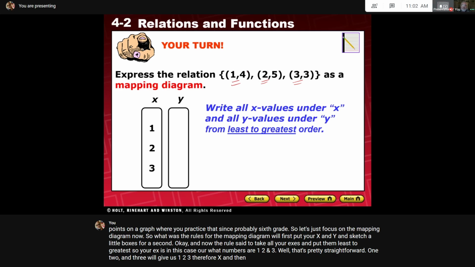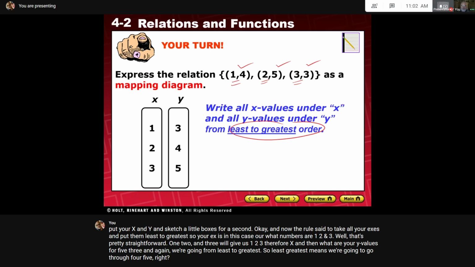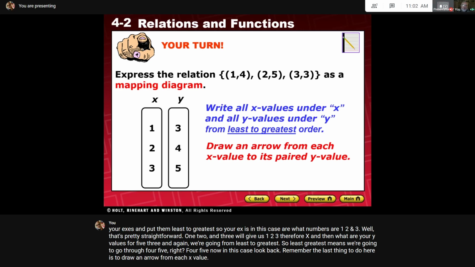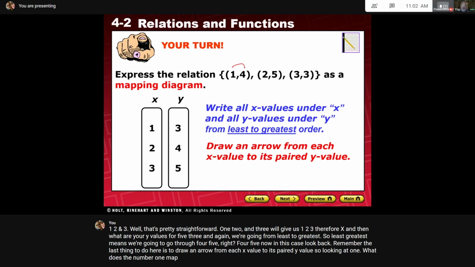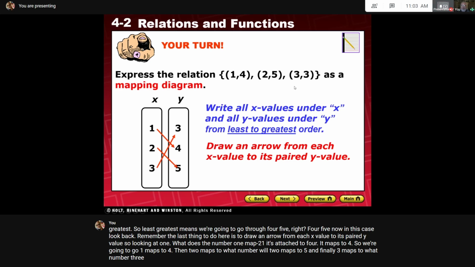And then what are your y values? 4, 5, 3. And again, we're going from least to greatest. So least to greatest means we're going to go 3, 4, 5, right? 3, 4, 5. Now, in this case, look back. Remember the last thing to do here is to draw an arrow from each x value to its paired y value. So looking at 1, what does the number 1 map to? 1 is attached to 4. It maps to 4. Then 2 maps to what number? Well, 2 maps to 5. And finally 3 maps to what number? 3 maps, in this case, to 3.